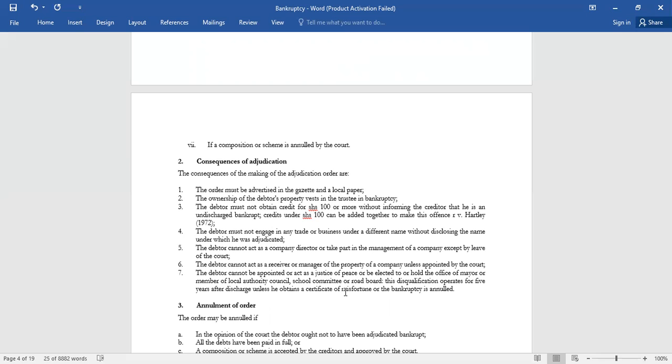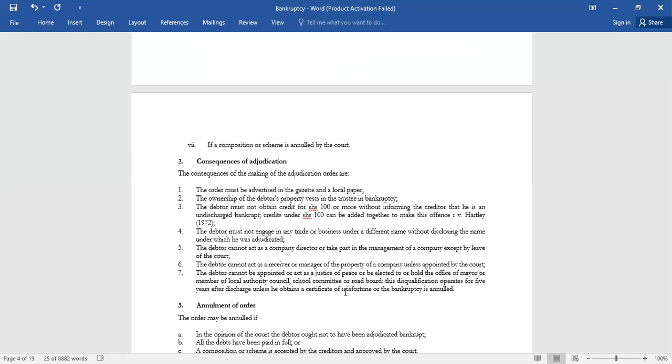So you can imagine where you are a board director for 5 different companies, where you earn allowances. So it's a painful process. Six, the debtor cannot act as a receiver or manager of the property of a company unless appointed by the court. Of course, there is no way that we can let you have such an honorable position when you don't have anything.